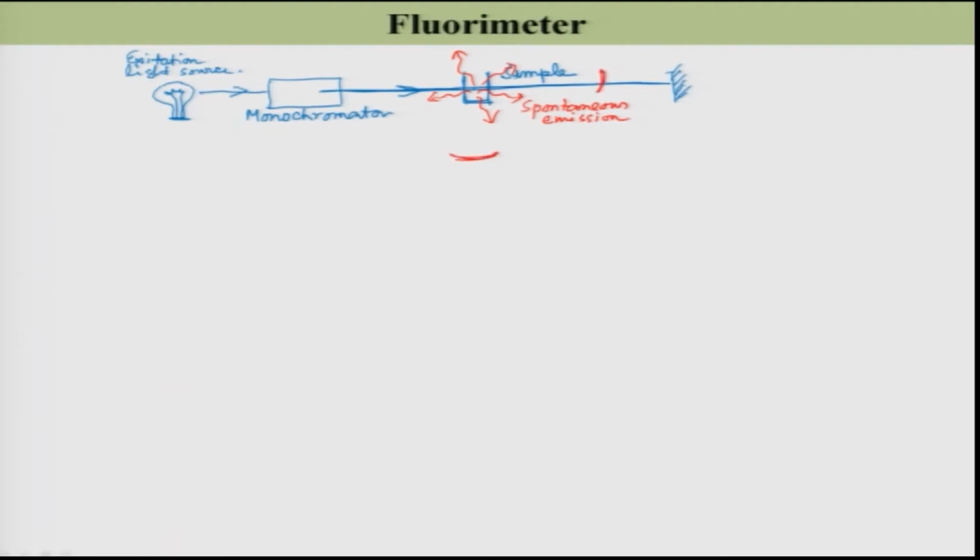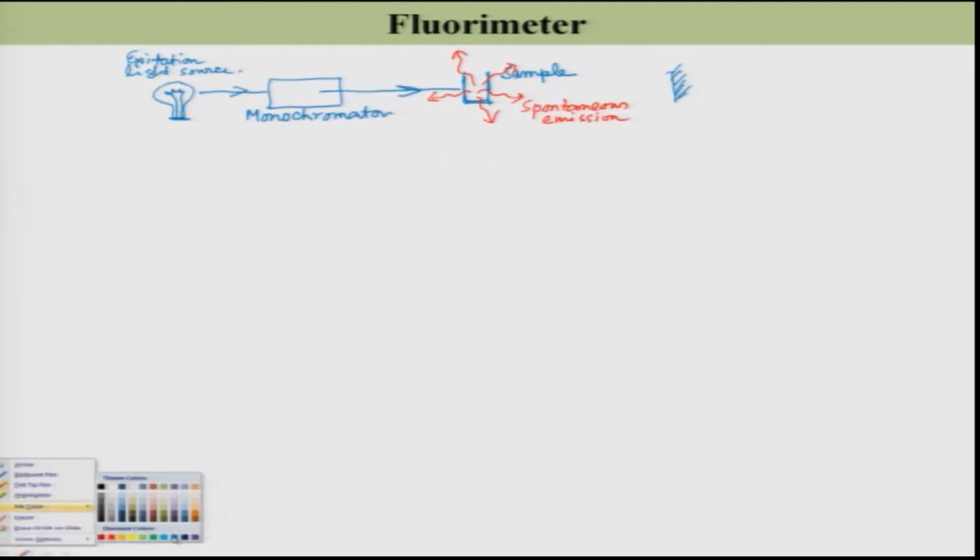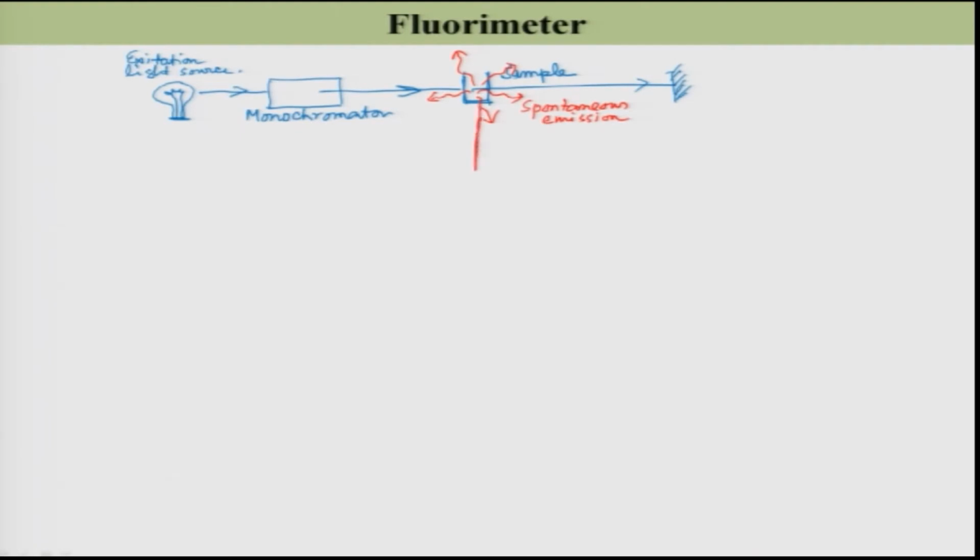So I can detect the emitted photon by putting a detector in this direction, or this direction, and so on. But to avoid scattering, we usually put our detector in a right angle geometry, and the emitted photon is detected in the direction perpendicular to the excitation.